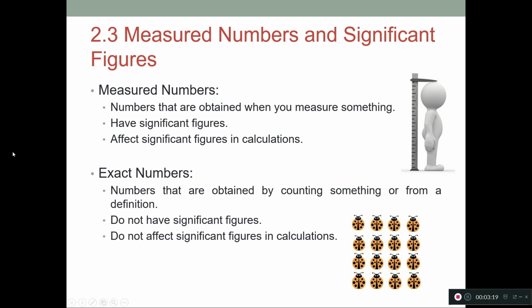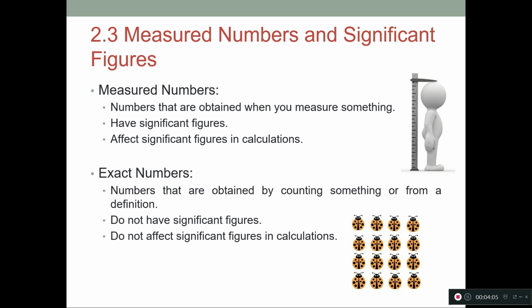And so when we are measuring numbers, we actually have to use what are called significant figures. Measured numbers are, as the name suggests, numbers that are obtained when you actually measure something, so you're using some kind of instrument to measure it. These will have significant figures, whereas exact numbers do not, and we can count those as being sort of infinitely accurate. These are numbers that are obtained by counting something or from a definition.